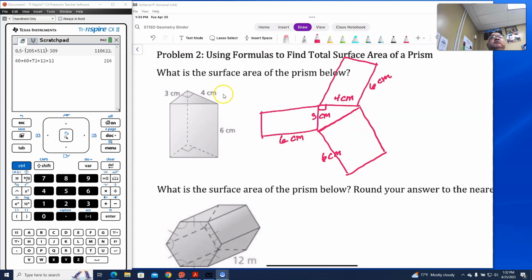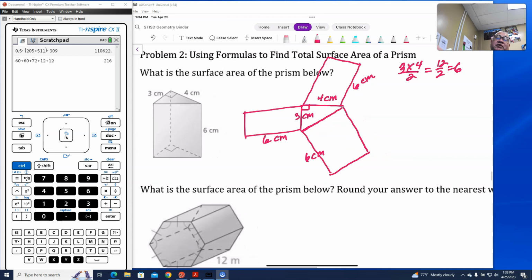Okay, it says, what is the surface area of this prism? Well, it's a right triangle base prism. We know that this is 3 centimeters and 4 centimeters, so if I wanted to find that area, it's going to be 3 times 4 divided by 2. So it's 12 divided by 2, which is 6, but there's 2 of them.